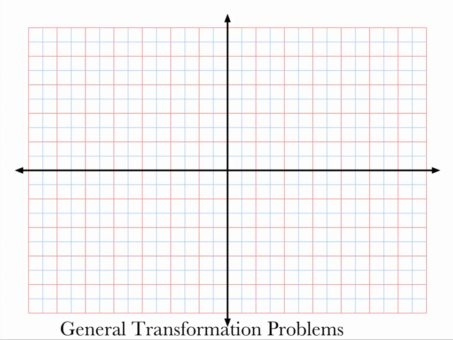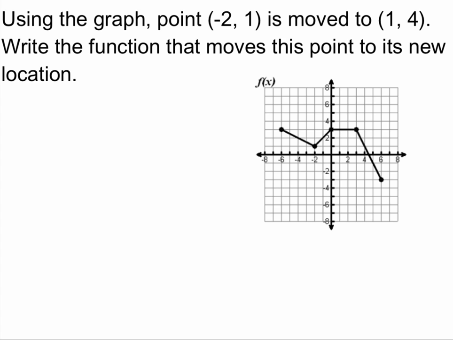Let's do some general transformation problems. Now, suppose I give you a graph, and I tell you that the point -2, 1, so it's that point right there, is moved to the point 1, 4. All right? Write a function that moves this point to its new location.